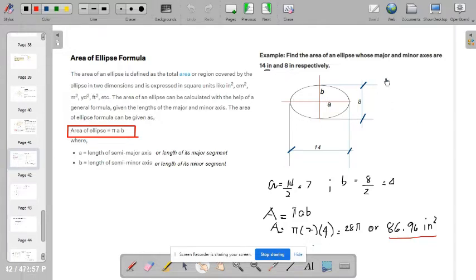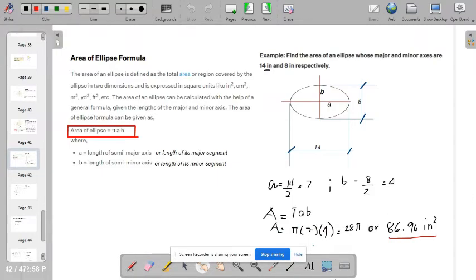Find the area of an ellipse whose major and minor axes are 14 and 8 respectively. So this is your major axis and this is your minor axis. So a is equal to 14 divided by 2 and b is equal to 8 divided by 2. That gives you 7 and 4. So the area of this elliptical section is equal to pi times a times b, where a is 7 and b is 4. We get 28 pi, or you can say 86.96 inches squared.